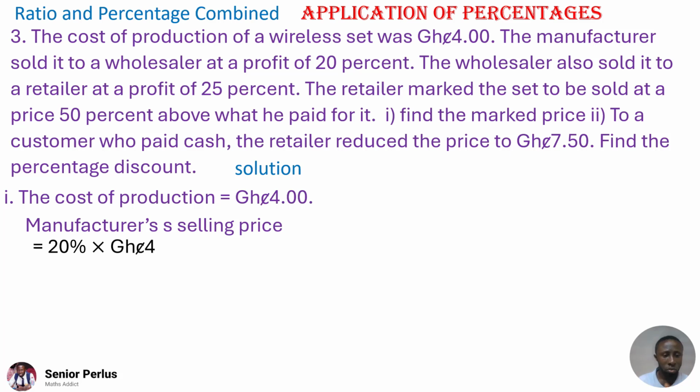So let's see. The manufacturer selling price: 20% times the cost, that's the 4. Then they had what? 0.8, that's 80 pesewas. Okay, good. So for us to know the manufacturer profit they are talking about here, that's what? The 4 cedi plus the 80 pesewas. Then we have 4 cedi 80 pesewas. So this is the manufacturer selling price. Okay, good. Then the question continues.